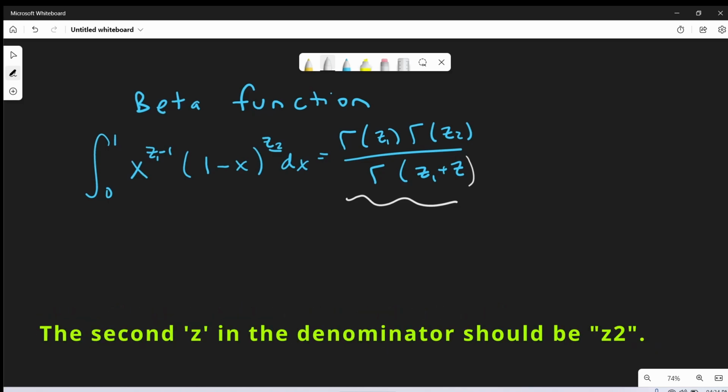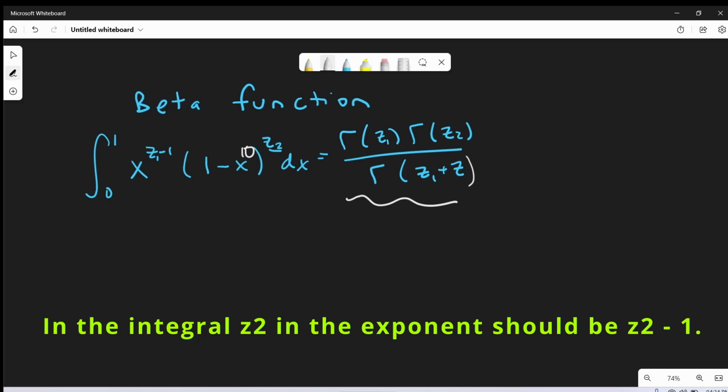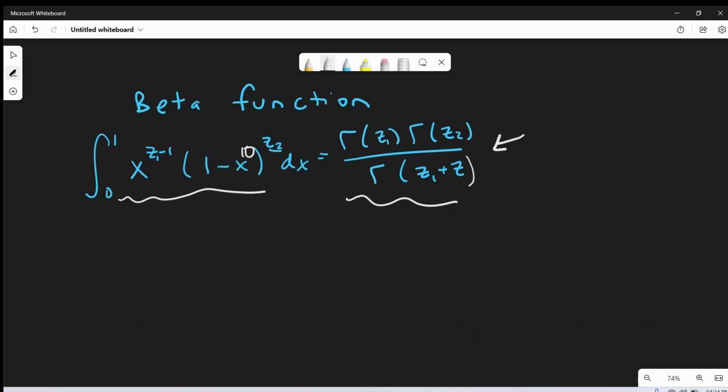But the one problem we have is in our original integral, we have that exponent, the 10 on this x. So that's the thing we need to deal with. If we can get it into this form, then we can use our beta function and jump to our solution. So let's go back and look at our problem.